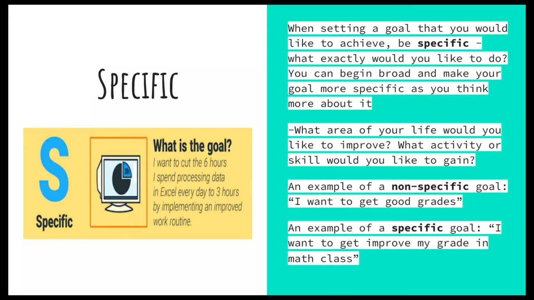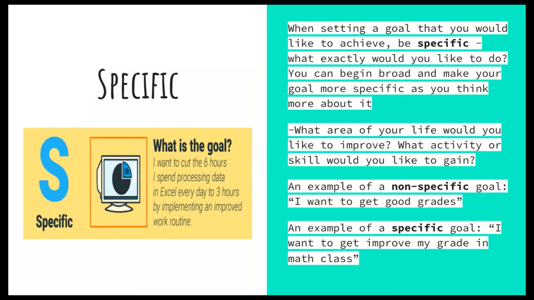So an example of a non-specific goal, and this is the one that we don't want, is I want to get good grades. Okay, that's too vague. That's too broad and wishy-washy. You want to be specific. Okay, so in what class do you want to get a good grade? What do you mean by a good grade? So an example of a good specific goal, which we want to aim for, is I want to improve my grade in math class.